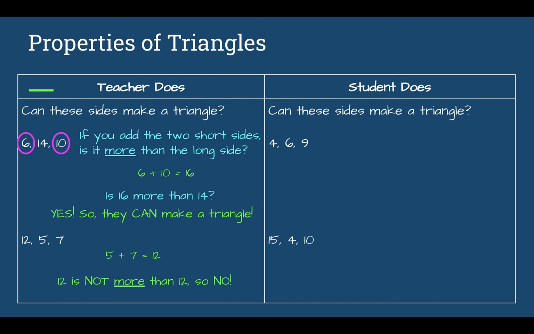Pause the video one last time. See if you can figure out if those two sets of sides could make a triangle. Let's check. First one, 4, 6, and 9. Yes. 4 plus 6 is 10. 10 is more than 9. So yes, it could be a triangle. Second one, 4 plus 10 is 14. 14 is not more than 15. So no, it could not be a triangle.